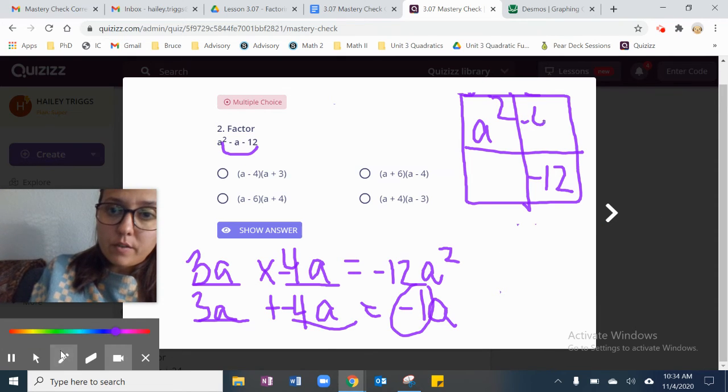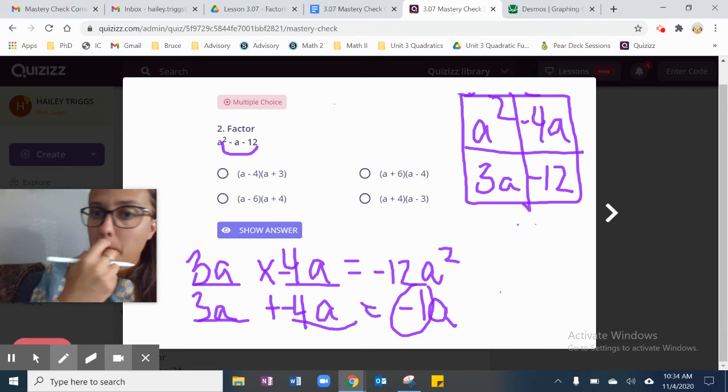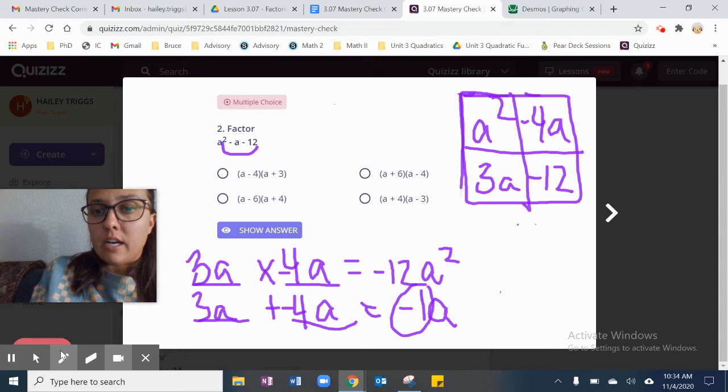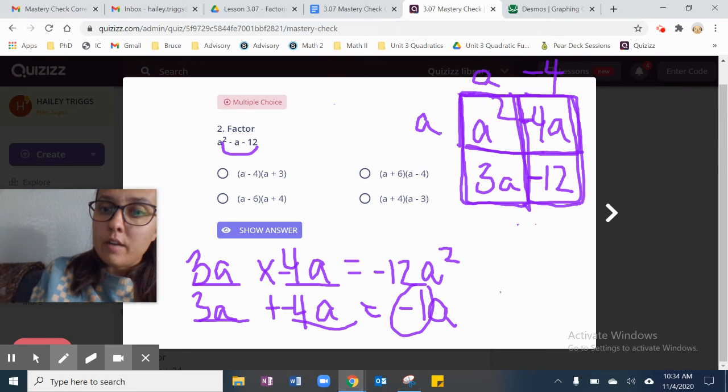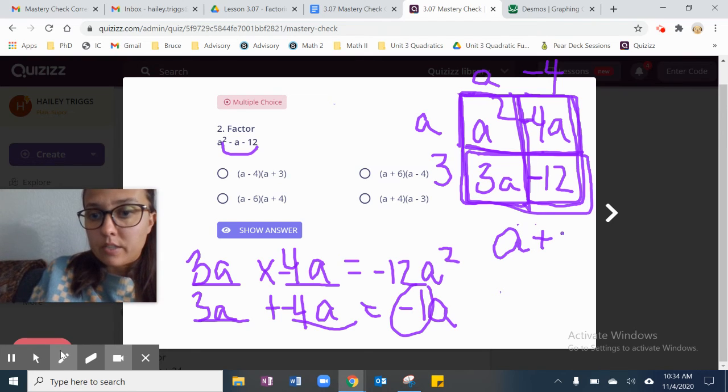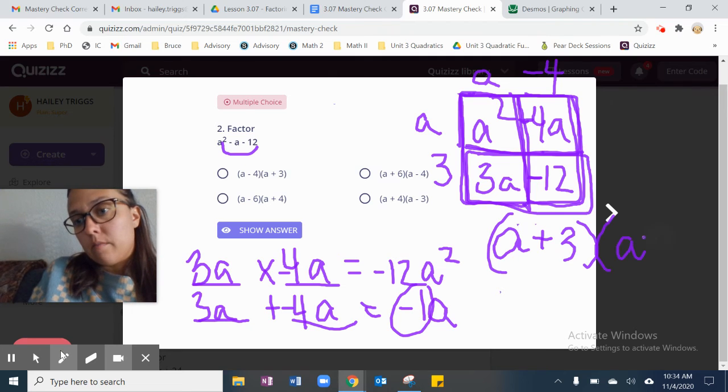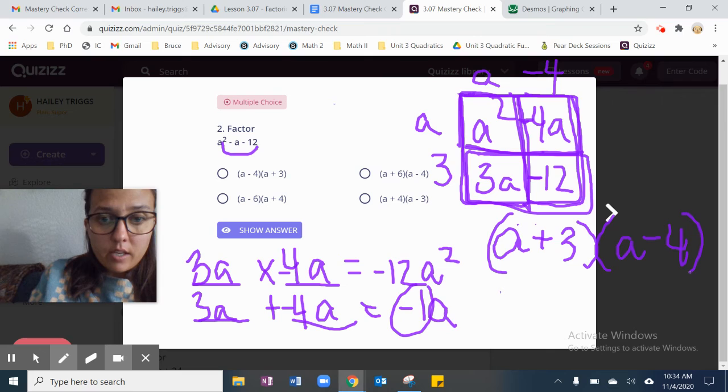So we have negative 4a and 3a. So we can pull out an a. The greatest common factor here would be negative 4. Make sure it's negative because both of these numbers are negative, because 4 goes into 4 perfectly and 12 perfectly. From the first row, we can pull out a, and from the second row, we can pull out 3, because 3 goes into 3 and 12. So we have a plus 3 and a minus 4.